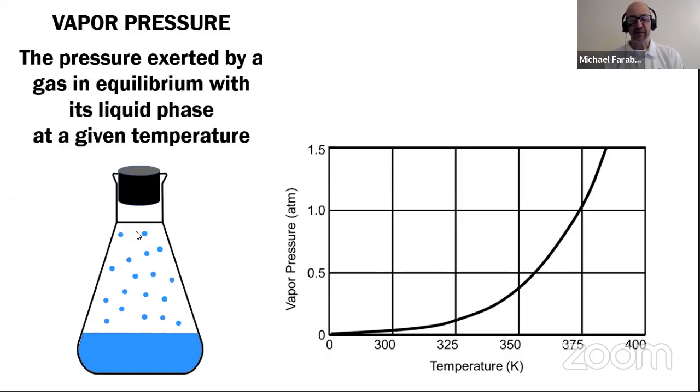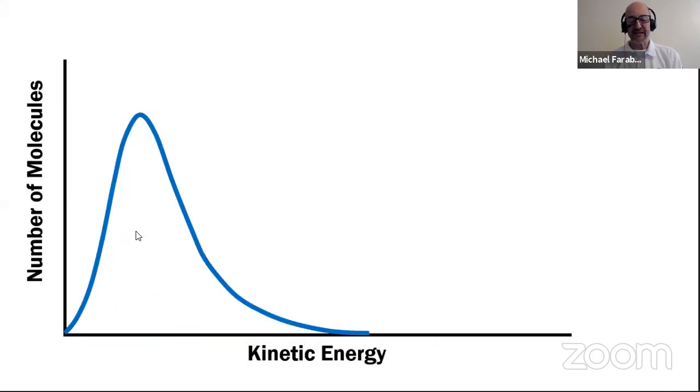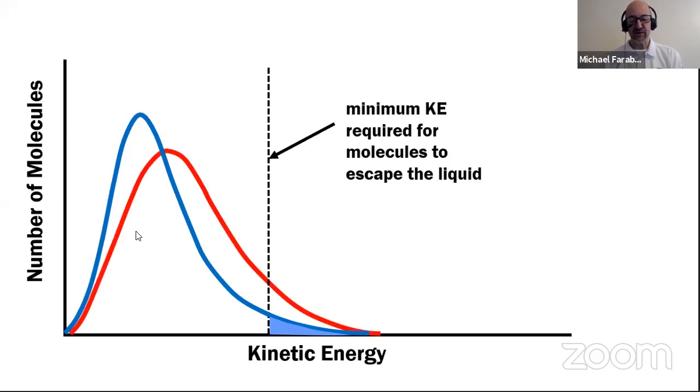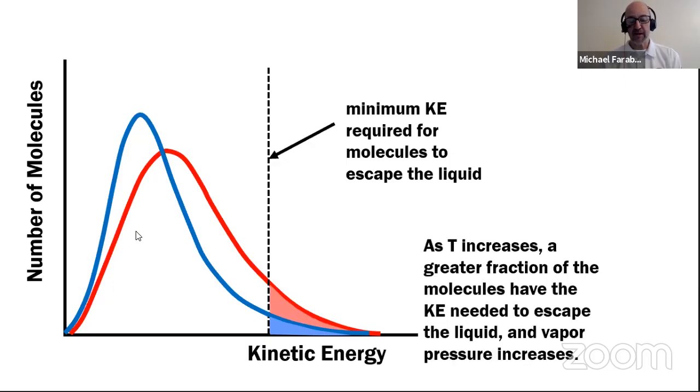So Mr. Byrne had talked about these Maxwell-Boltzmann curves. Here's an example of a Maxwell-Boltzmann curve for a colder temperature of the liquid. And here is the minimum kinetic energy required for molecules to escape. So you can see that only a small fraction of the molecules are going to have the ability to escape the liquid. And so what happens when we raise the temperature is we increase the average kinetic energy of the molecules. And so that curve shifts, and now a greater fraction of the molecules have the kinetic energy needed to escape.